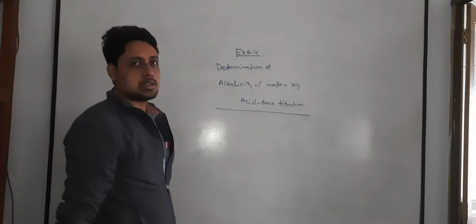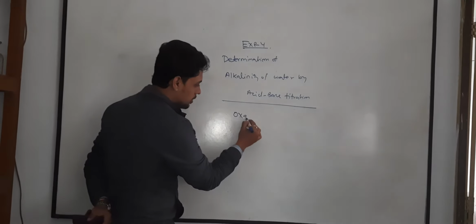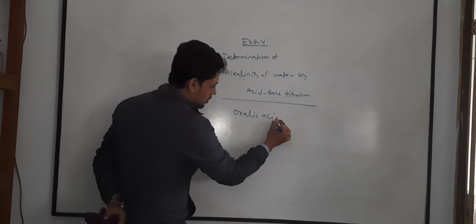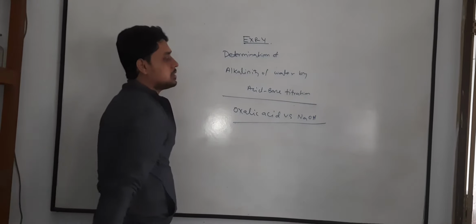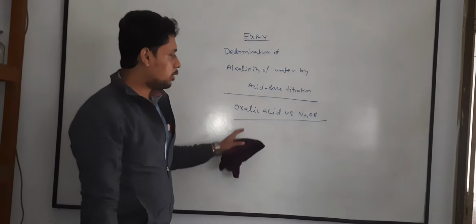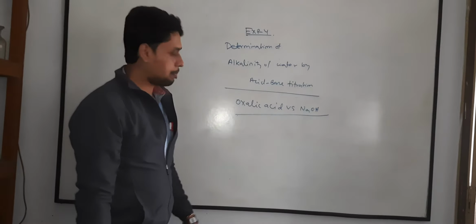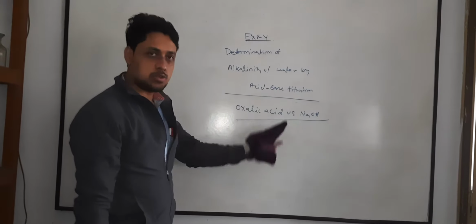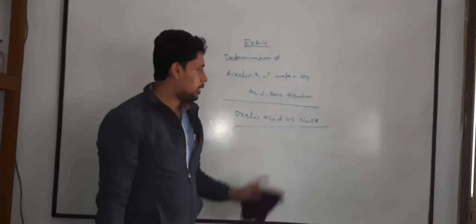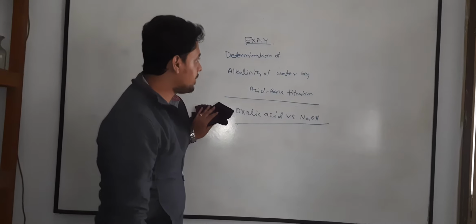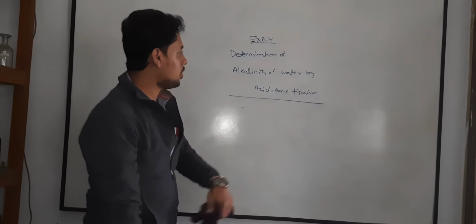In our previous class, we have already done one acid base titration, which was oxalic acid versus sodium hydroxide. But we did not have the hands-on practical experience; we did it theoretically by giving some pre-assumed data, and then you calculated the concentration of the NaOH. But today we will do the experimental section for experiment 4, determination of the alkalinity of water.